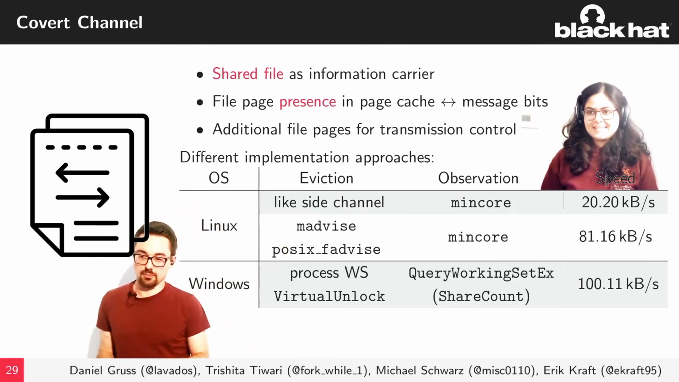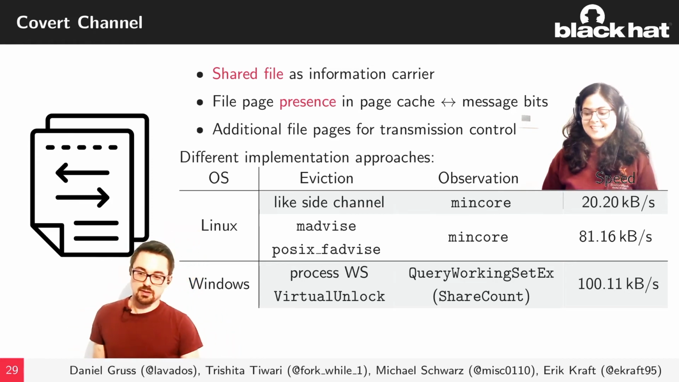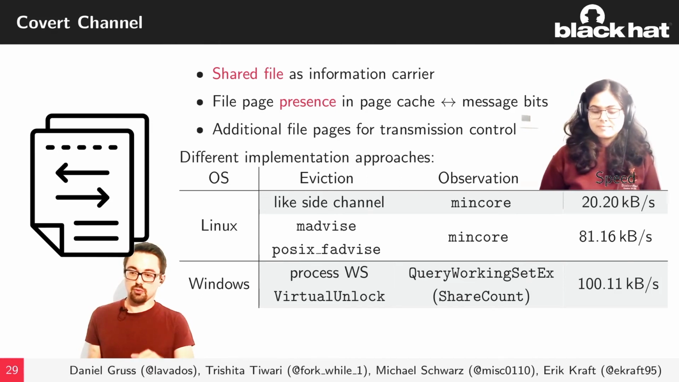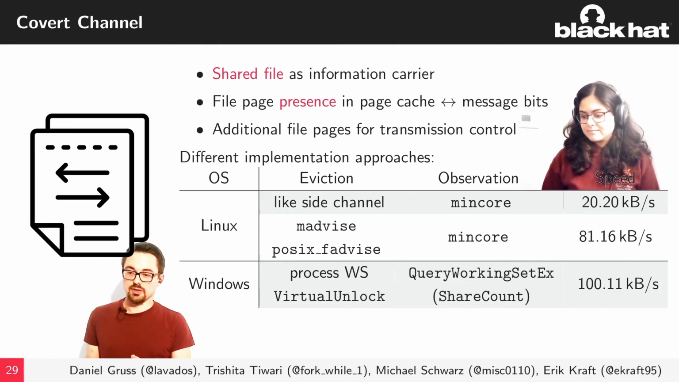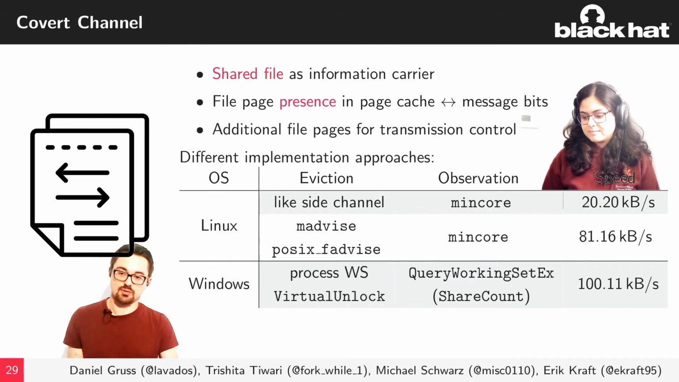And if you use madvise and posix_fadvise, which is only possible if the attacker is the sole user of the file, then we can get 81.16 kilobytes a second. And on Windows, we use process working set eviction with VirtualUnlock and QueryWorkingSetEx for monitoring the share count. Basically, the attacker and the reader map it, and if they then see a move in the share count, they know the reader has flushed it from the working set or vice versa. And with this, you can get a speed of around 100.11 kilobytes per second.